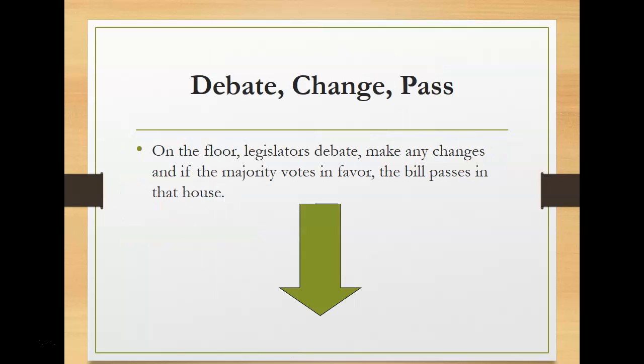Now, let's just say the bill makes it through the standing committee and subcommittee, it reports to the floor, and makes it through the debate. If changes are needed, they make the changes, then they present this bill for a vote. If the majority of the members in the House or Senate vote in favor of this bill, the bill would then pass.